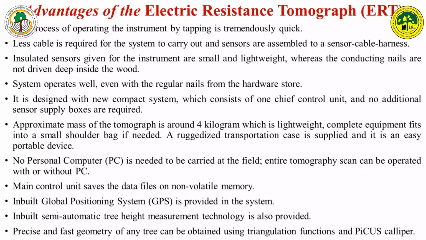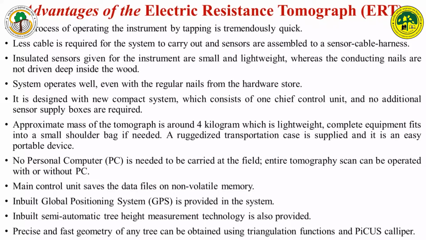The main control unit saves the data. Whatever data we collect from the tree is saved on a non-volatile memory device inside the unit, and we can use it later, even after many days. And there is an inbuilt GPS system. If you want, we can feed in the GPS locations, and it will sense everything, so we can locate the tree. An inbuilt semi-automatic tree height measuring technology is also provided, which can be used.